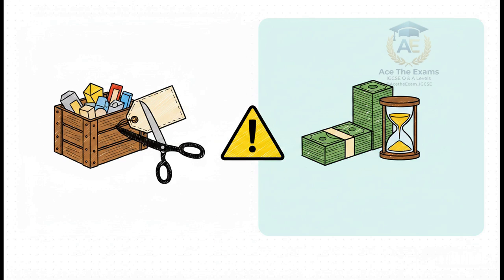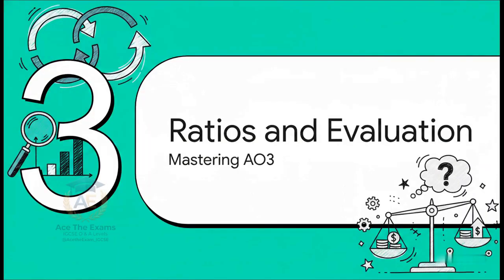Also, you simply cannot overlook the vital importance of state symbols in manufacturing accounts. Your goal in this whole phase is absolute 100% accuracy, so your financial statements actually reflect reality. Next up, Section 3, Ratios and Evaluation. This is all about mastering Assessment Objective 3.